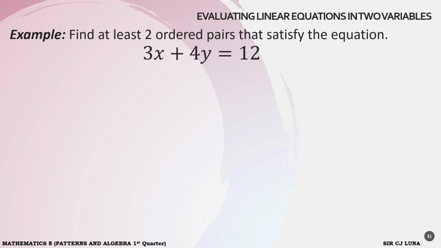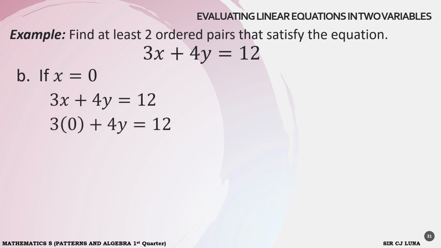Okay, let's have another ordered pair. Let's say our x is equal to 0. If x is 0, what will be the value of y? So again, substitute x with 0. This will become 3 times 0 plus 4y equals 12. What is 3 times 0? Correct, it's 0. So that is 4y is equal to 12.